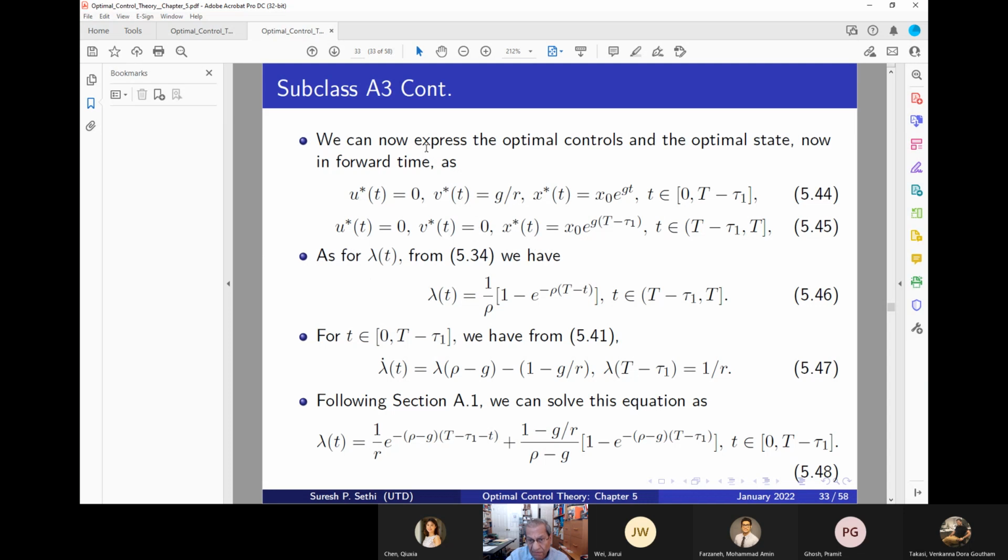So the optimal control before time T minus tau 1 is u star 0, v star g by R, and x star t is this. After time T minus tau 1, u star is 0, v star is 0, and x star t equals this, all the way up to T. Lambda t is also like this. From T minus tau 1, I can begin with lambda(T minus tau 1) and continue all the way, and we have a solution for lambda t all the way to capital T.